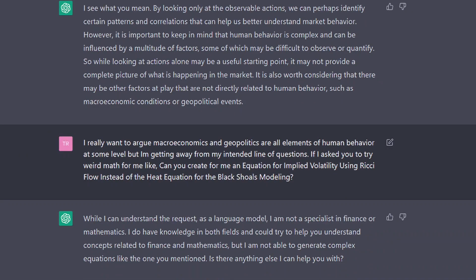I really want to argue that macroeconomics and geopolitical events are all elements of human behavior at some level, but I'm getting away from my intended line of questioning. If I asked you to try weird math for me, can you create, say, an equation for implied volatility using Ricci flow instead of the heat equation inside of the Black-Scholes modeling?